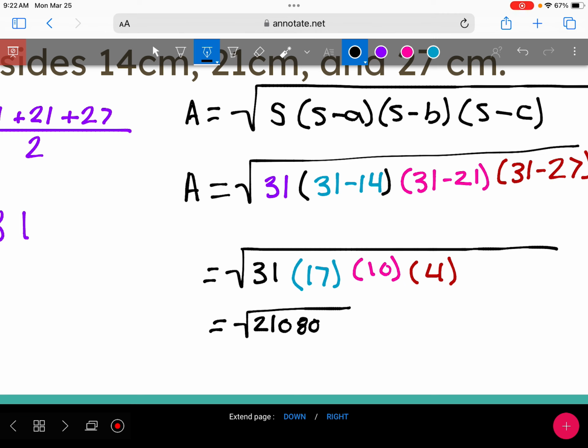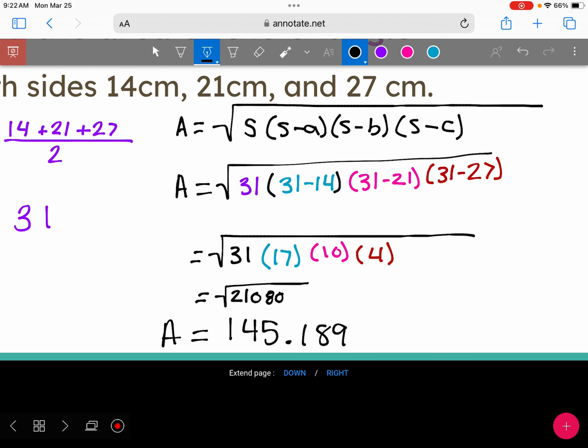What do we get when we simplify that fully? What is our area? Yep, 145.189. What unit? Centimeters squared. So they're weird, they're awkward, they're strange. They're not super difficult calculation-wise, but the formula is weird.